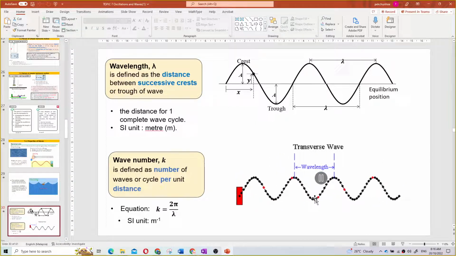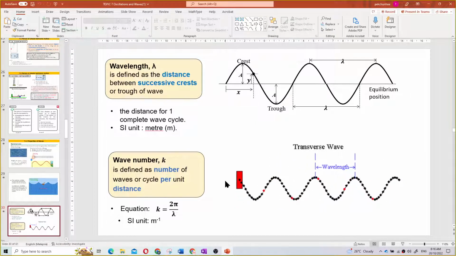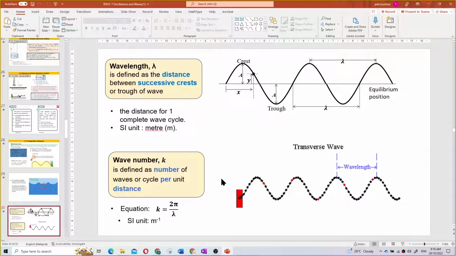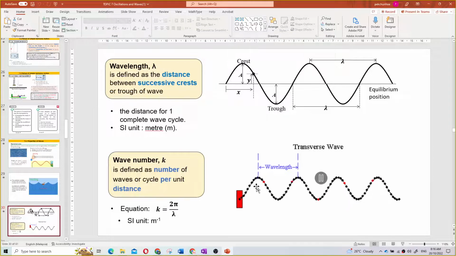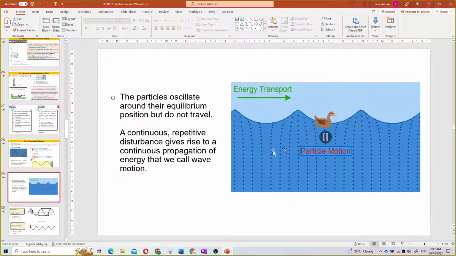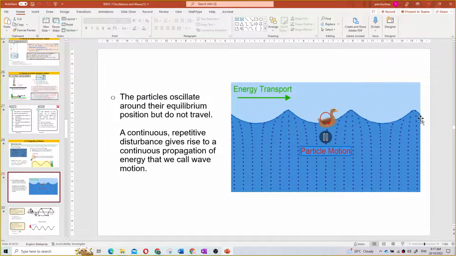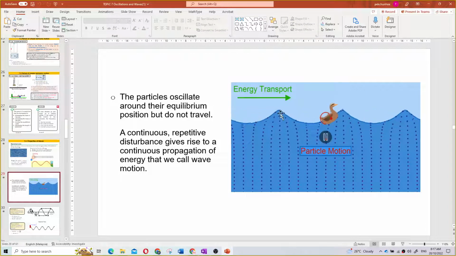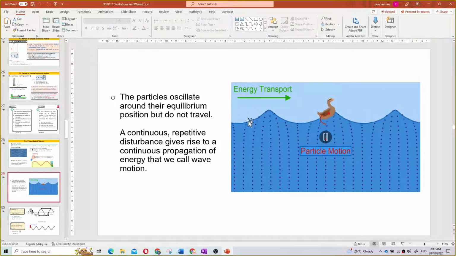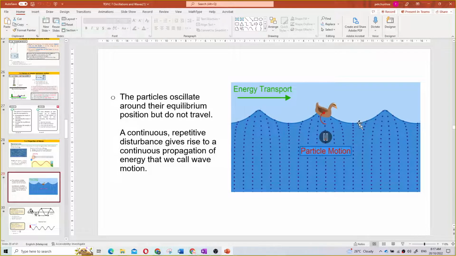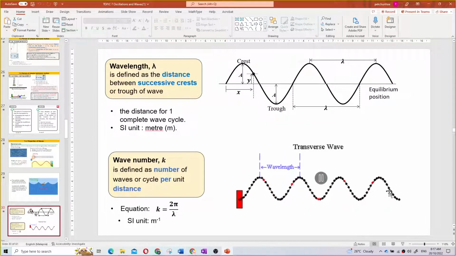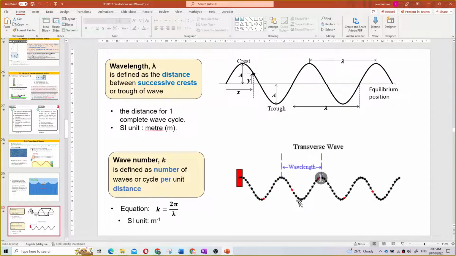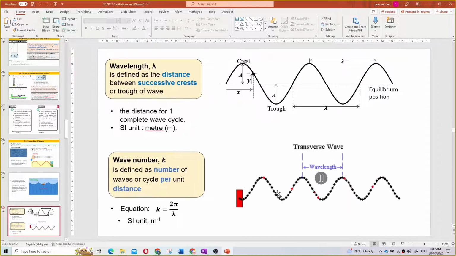Where do you see this kind of wave? Class, where do you see it? The ocean. That's very good. The ocean surface, the water surface, has many water particles. All of them oscillate together, right? So can you also calculate?